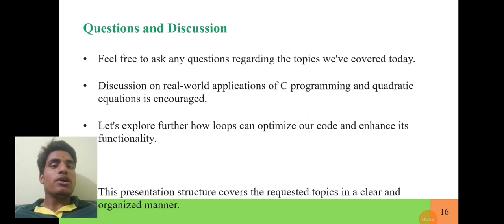Questions and discussions. Feel free to ask any questions in the comment section. A discussion on real world applications of programming and quadratic equations is encouraged. Let's explore how loops can optimize our code and enhance its functionality.